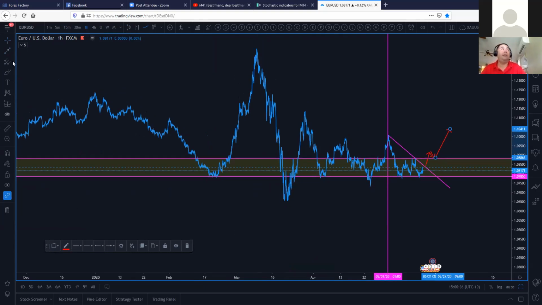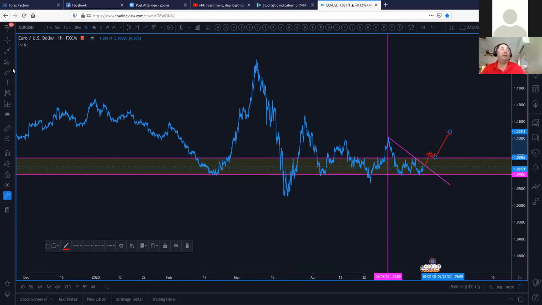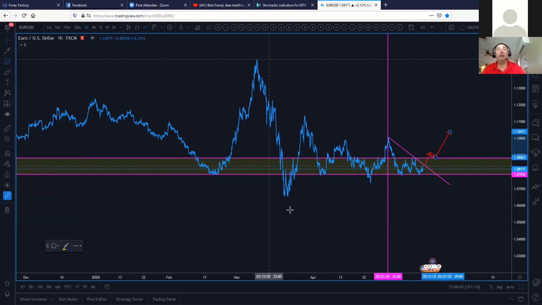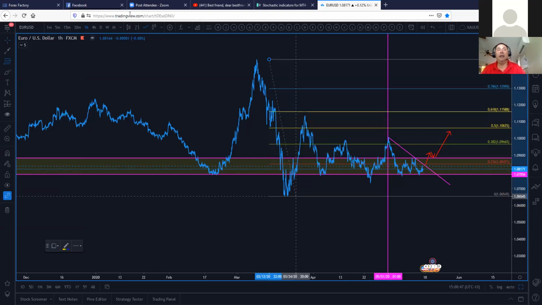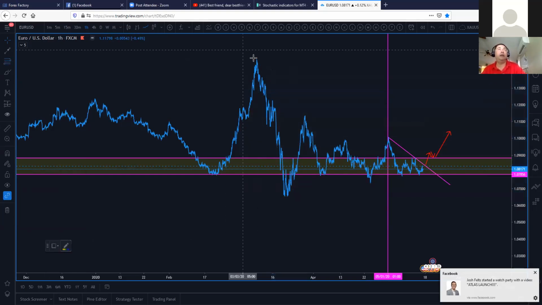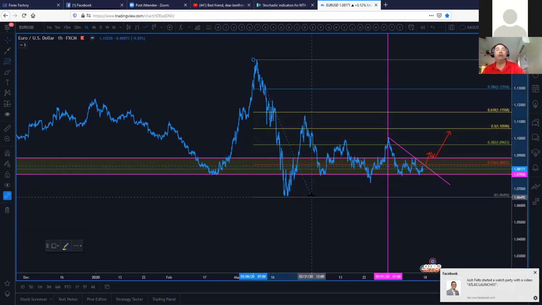I'll take a Fibonacci retracement tool, which is here. One of my favorites, starred. Take it from the ceiling, take it to the floor. Once again, I'm using the line chart. I'm not using candles. I'm not using Heikin-Ashi at this point. I just want to find out where's our ceiling, where's our floor. So actually, I drew it backwards. Let me delete that. From here to the 100% of the move.